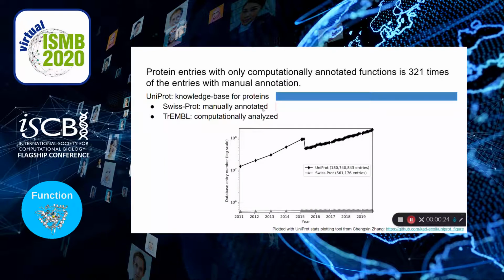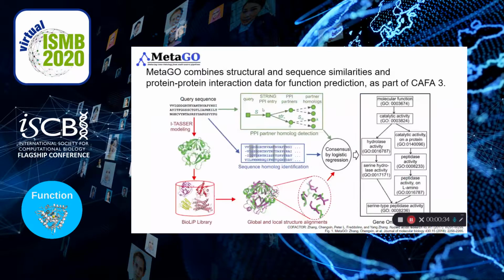So the overall goal of the project is that, with all the information of proteins out there yet with unknown function, whether or not we can computationally predict what the function of proteins are. There are a lot of computational methods developed.